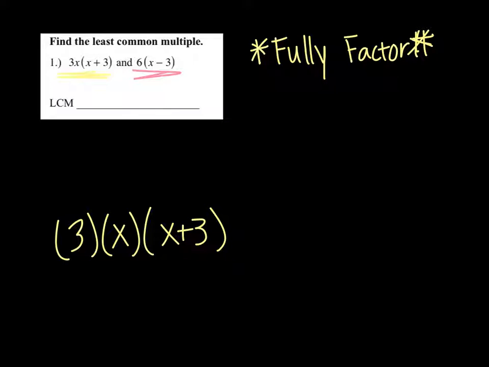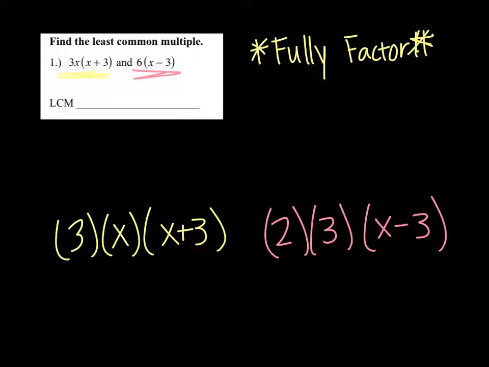For your second expression, technically you can factor 6. 6 would be 2 and 3, and then that x minus 3. So if you're looking at this, the least common denominator or least common multiple is going to be the most, or the highest number of times a value occurs in an expression. So what that means is that I see 2 3s here, one in each expression. I don't want to include 2 3s. I just want the most that one of the expressions has. So the most that one of the expressions has is 3.